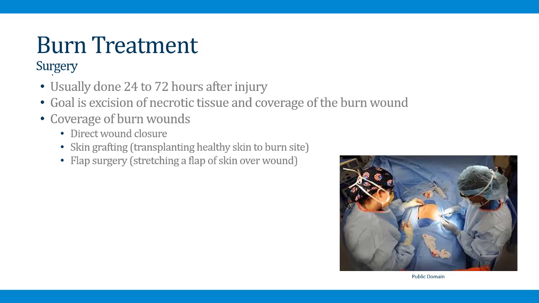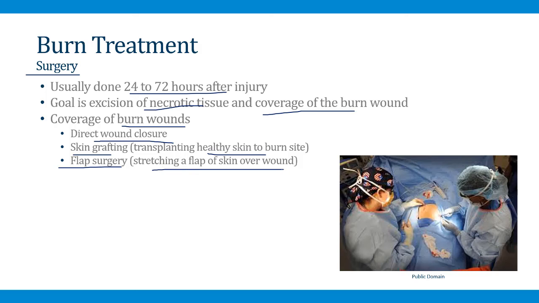And then with extensive burns, patients usually require surgery. This is usually done 1 to 3 days after the burn injury occurs. The goal is to excise the necrotic tissue and cover the burned wound. There are a couple of techniques that can be used to cover burned wounds. You can excise the necrotic tissue and then directly close the wound with sutures. You can use a skin graft where you transplant healthy tissue to the burn site. And then there's also what's known as flap surgery. This is where you stretch a flap of skin over the wound area and secure it and allow it to heal.